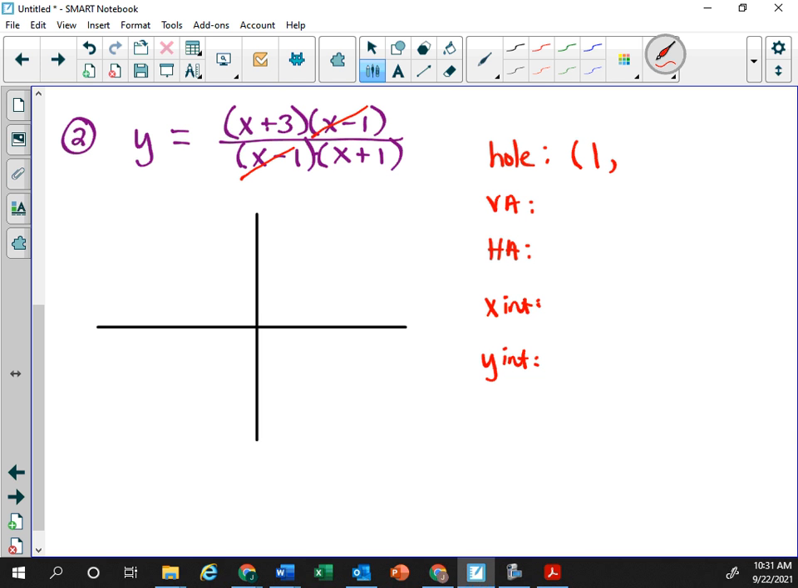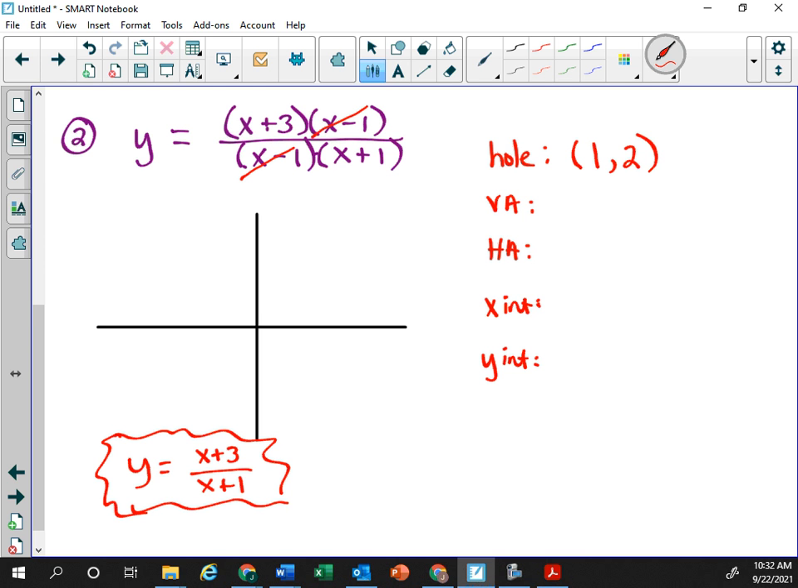What is left is this y equals x plus 3 over x plus 1. That's really the function you're now doing everything from, because we've canceled out that hole. So if I want to find the y part of the hole, I just plug it in to what's left. So 3 plus 1 is 4, 1 plus 1 is 2, so we've got this hole at the point 1, 2.